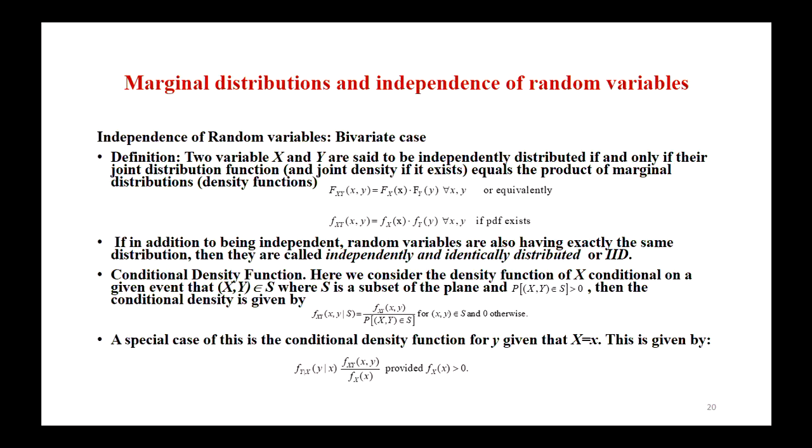Clearly a special case is when that plane is a point. A special case is the conditional density function evaluated when X is a particular point, small x. So that is f_{Y|X}(y|x), which is just the joint divided by the marginal. So it's f(x,y) divided by f_X(x), provided that f_X(x) is non-zero.